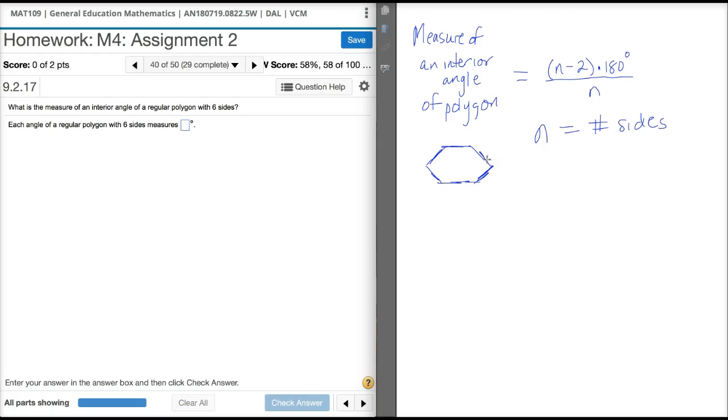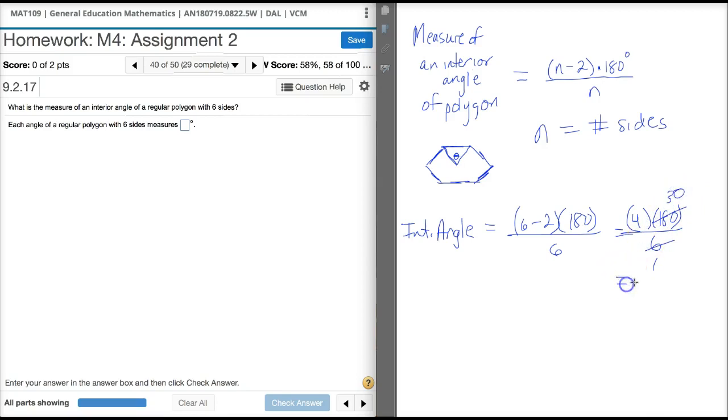So that is what a hexagon looks like. And so what we're trying to figure out here is, if we were looking at this, what is this angle right there? Because all the angles around here would be the same. So all we have to do here is plug in. So we'll just say interior angle is equal to 6 minus 2 times 180 divided by 6. And of course, we know that 6 minus 2 is 4. And here we can do 180 divided by 6 is 30. And 4 times 30 is 120 degrees.